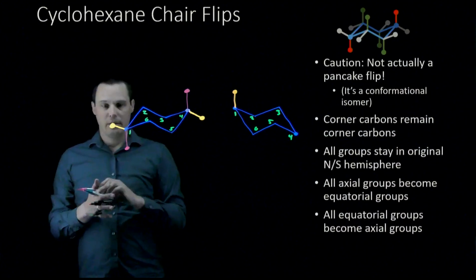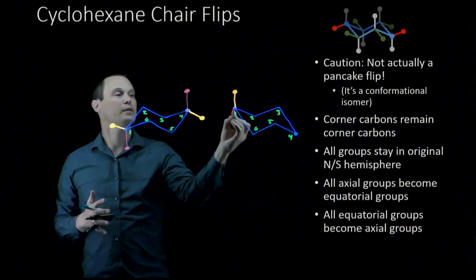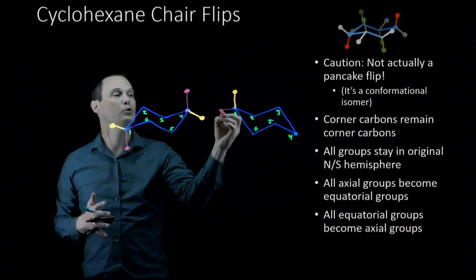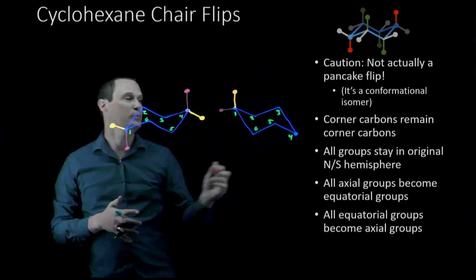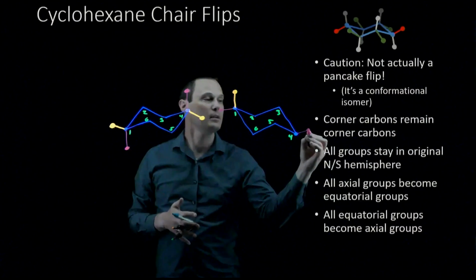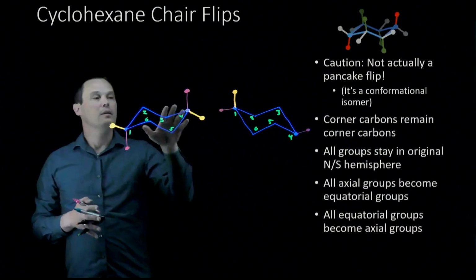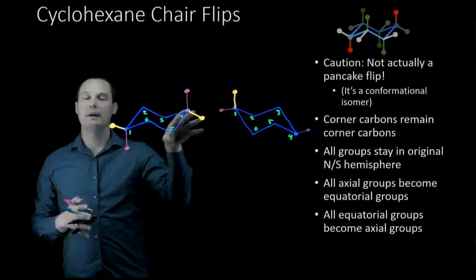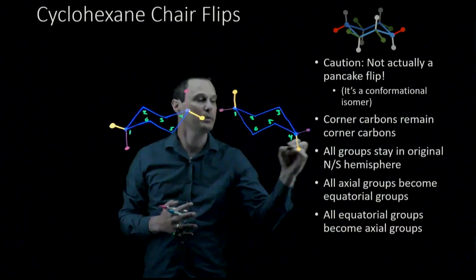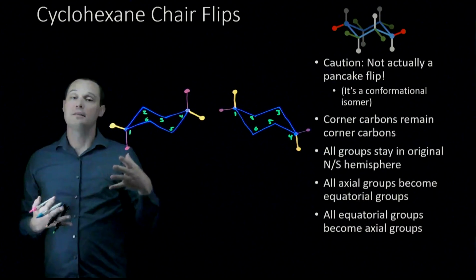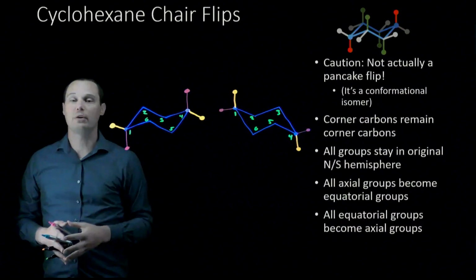The red bond on carbon 1 is a southern hemisphere axial bond, so it will be a southern hemisphere equatorial bond in the new chair structure. The red bond on carbon 4 is a northern hemisphere axial bond, so it will stay a northern hemisphere bond, but become an equatorial bond in the new chair structure. The carbon 4 equatorial bond is in the southern hemisphere, or will stay in the southern hemisphere, and now become an axial bond in the new chair structure.